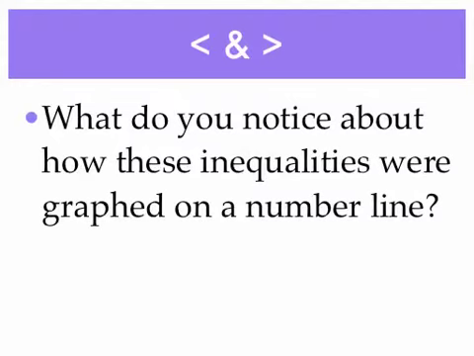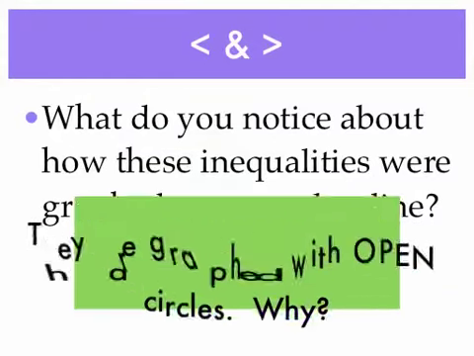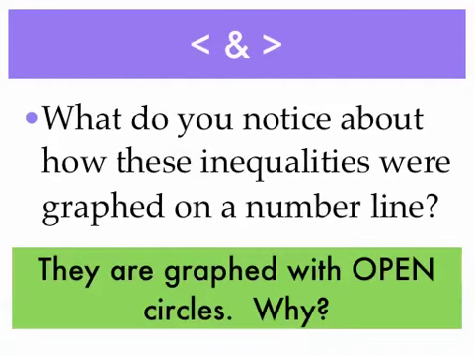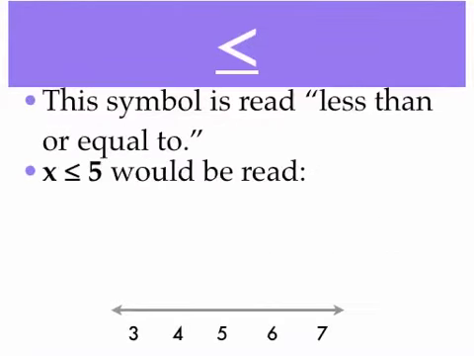If you noticed that the greater than and the less than inequalities were graphed on a number line with an open circle, I kind of talked a little bit about why. The reason they're graphed with an open circle is because that number on the number line isn't actually a solution to the inequality. Like I said, if you said 5 is greater than 5, well, 5 isn't greater than 5, 5 is equal to 5. So 5 doesn't work when you just have a greater than or a less than.